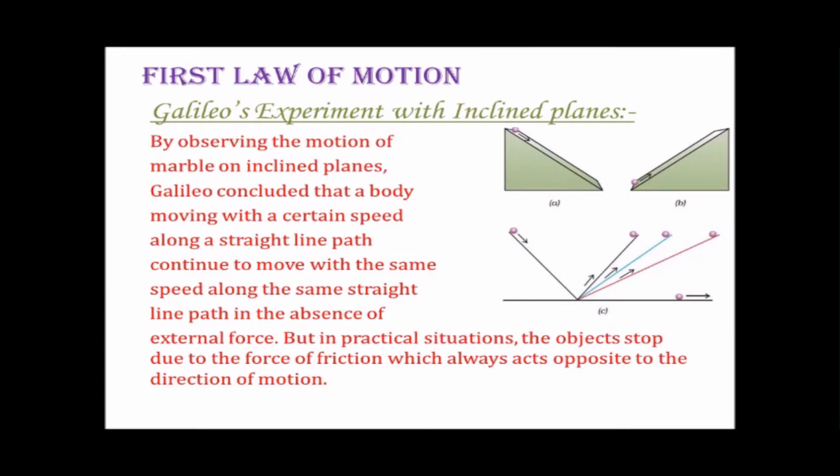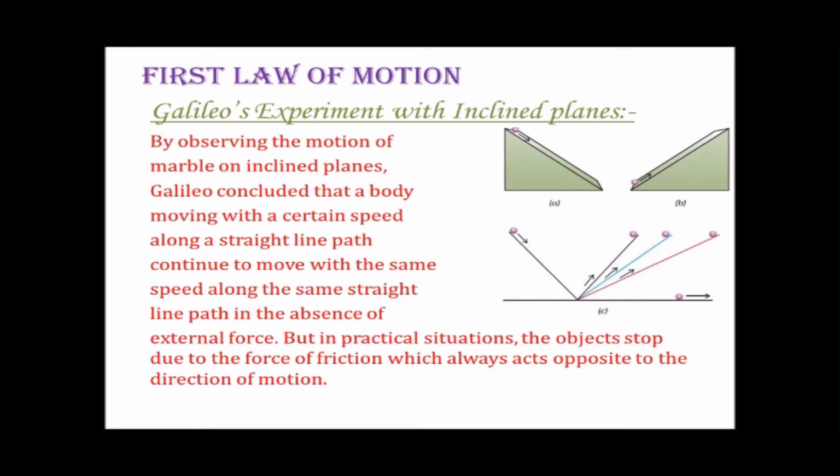Here I am explaining Galileo's experiment with inclined planes, which leads to Newton's laws of motion. In his first experiment, Galileo studied the motion of marbles on an inclined plane. He observed that when a marble rolls down an inclined plane, its velocity increases, as shown in figure A. Here the marble falls under the unbalanced force of gravity. The velocity of the marble decreases when it rolls up the inclined plane against the force of gravity, as shown in figure B.